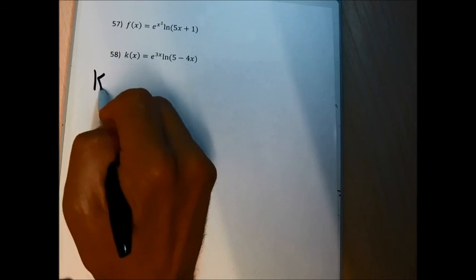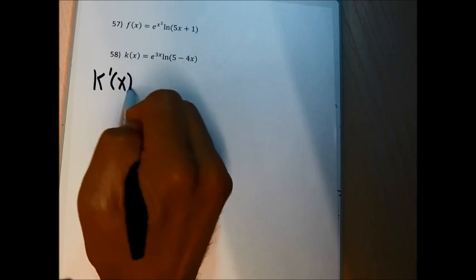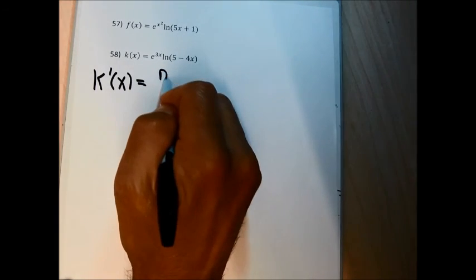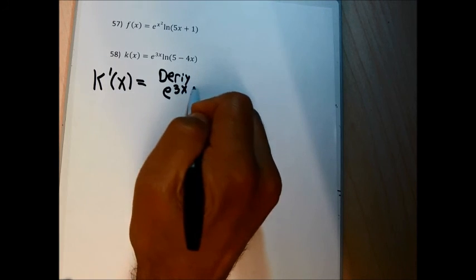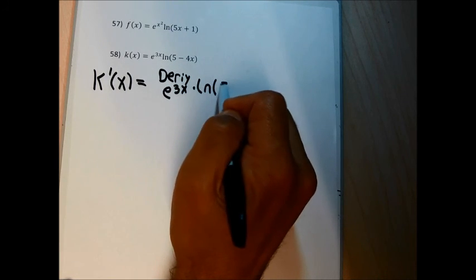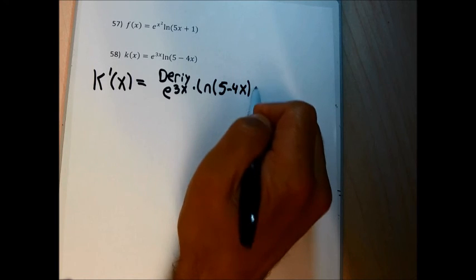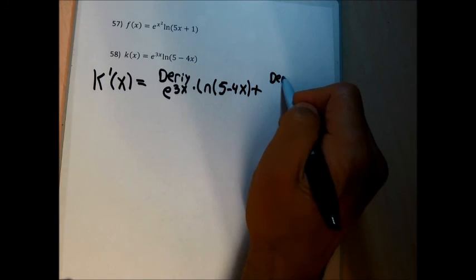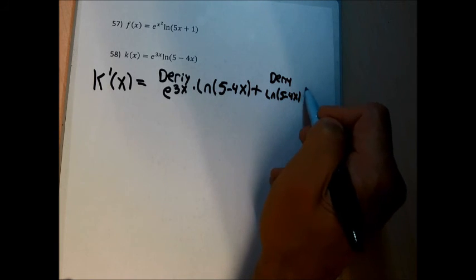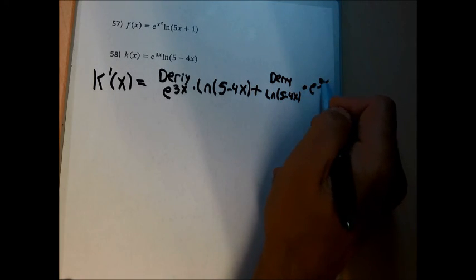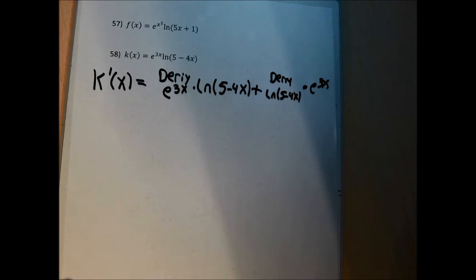Ugh. These problems didn't look that disgusting when I wrote them, but they are. 58, k prime, it's a product rule, so it's going to be the derivative of e to the 3x times the natural log of 5 minus 4x plus the derivative of the natural log of 5 minus 4x times e to the 3x. So that's the product rule. First times derivative of the second times the first.